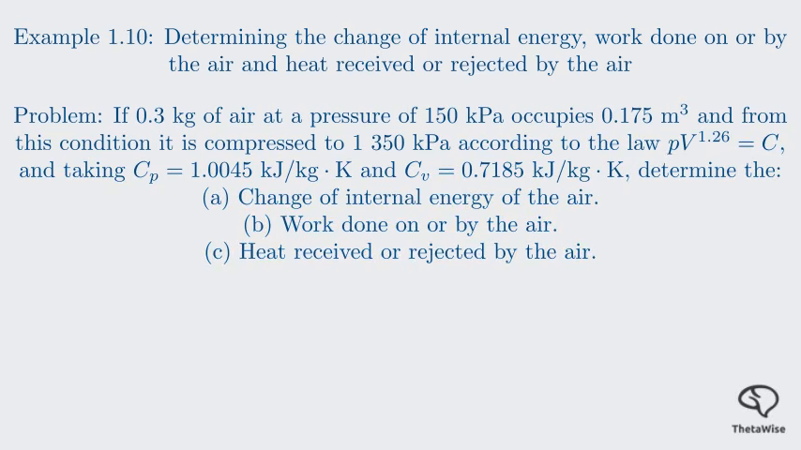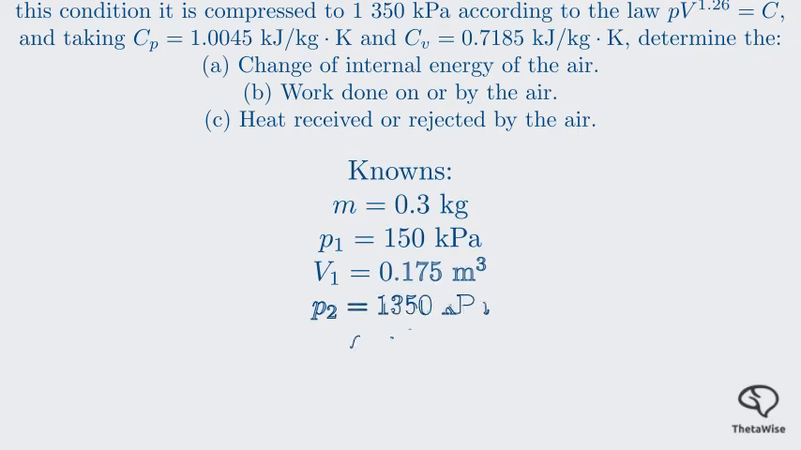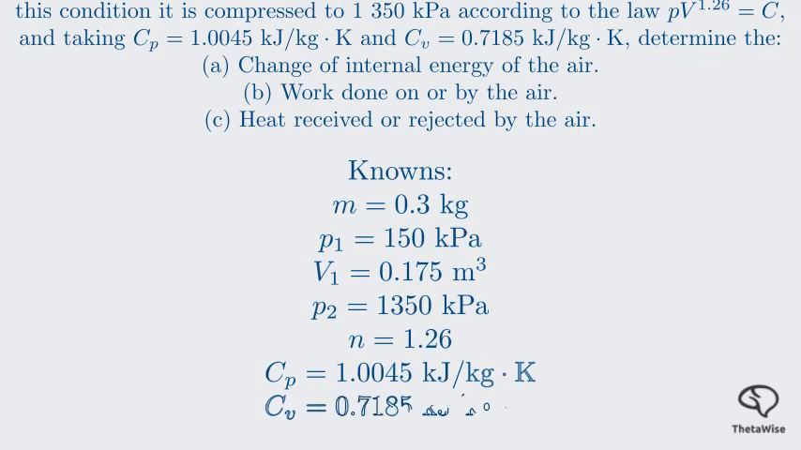Let's list our knowns. We have the mass m, initial pressure P1, initial volume V1, final pressure P2, polytropic index n, and the specific heat capacities Cp and Cv. To find delta U and W, we need the initial and final temperatures T1 and T2. First, let's find T1 using the ideal gas law.